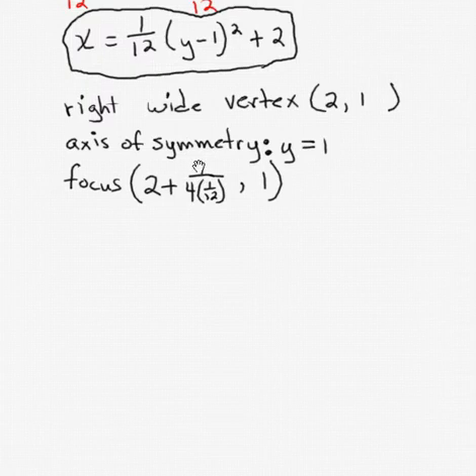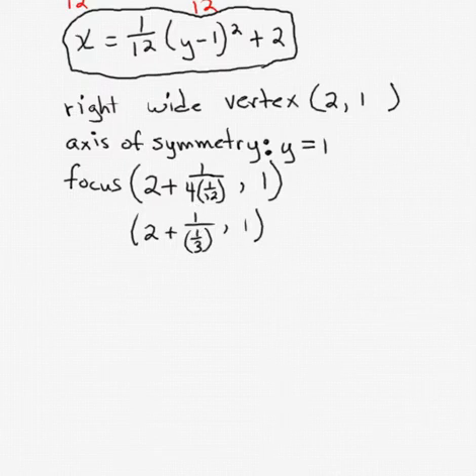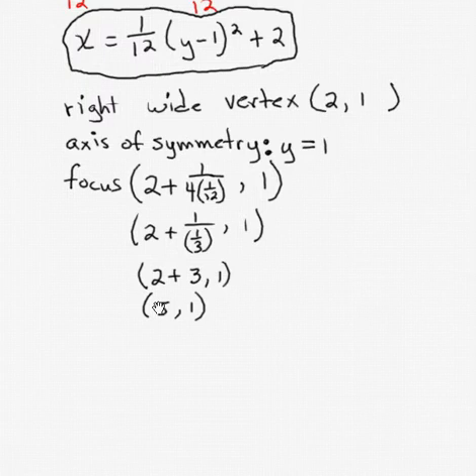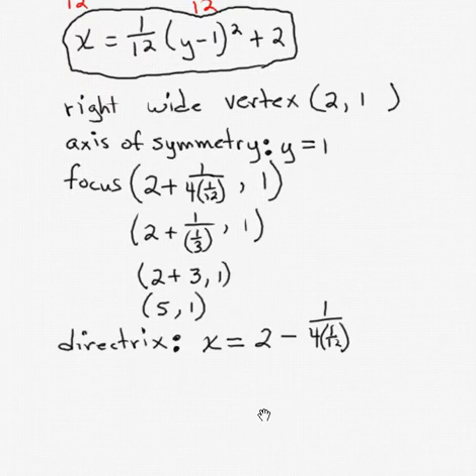For the focus, we're going to add 1/4a to the x value since we need to move it left or right and not up or down. A is 1/12. 4 times 1/12 is a third. 1 divided by a third is the same as 1 times 3, which is 3. 2 plus 3 is 5. And that's pretty far away from the vertex. But as we said, the wider the parabola is going to be, the further the focus is from the vertex. The narrower it is, the closer they're going to be together.